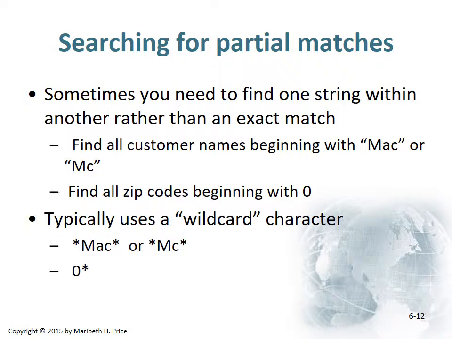Or numerically, find all the zip codes beginning with 0. So 0 asterisk in the SQL statement will give you all of the values that start with 0. So that's kind of a powerful thing that you can use to search a database if you're not quite sure what you're looking for at first to help narrow things down.